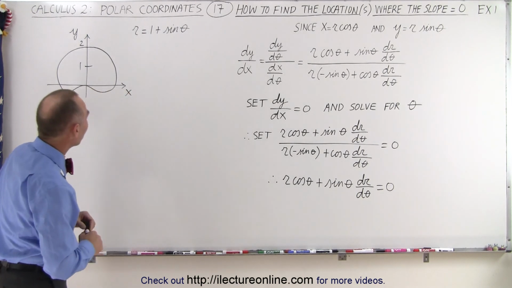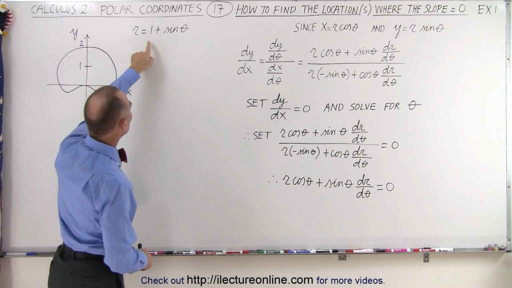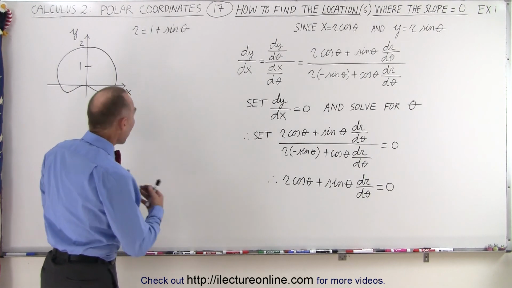So here let's do an example now of how to find the locations on the graph where the slope is equal to 0. And for that we take the function r equals 1 plus the sine of theta. So how do we do that?